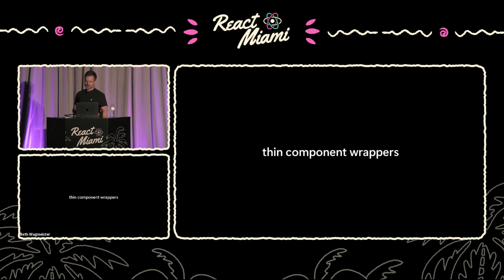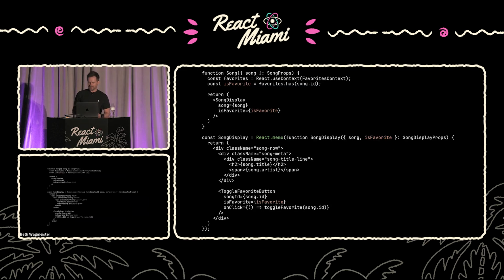So one way to solve this issue is to split the context-dependent component into two. A thin wrapper that just subscribes to the context and reads the value, and a richer one that accepts this context value as a prop and can handle more expensive rendering. So how does it help exactly? Here's how it can look.